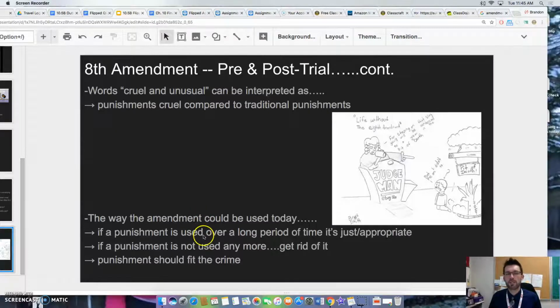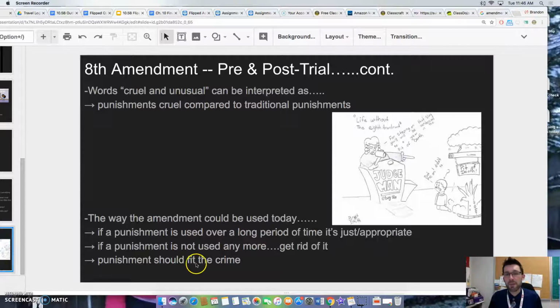We can also answer the question from the previous slide by looking at how the Eighth Amendment is used nowadays. For example, if a punishment is used over a long period of time, then we can consider it just and appropriate, as opposed to cruel and unusual, like solitary confinement, for example. That's been used for a very long time. So we shouldn't consider that cruel or unusual. If a punishment's not used anymore, then we should get rid of it, such as whipping people. That's not done. So why should we keep something like that around?